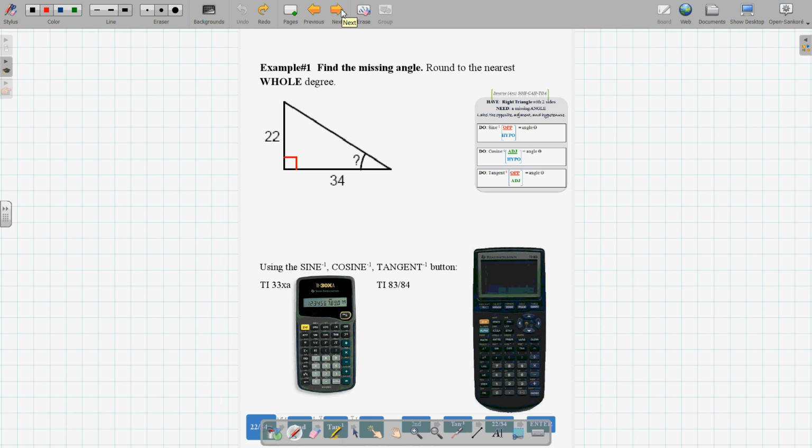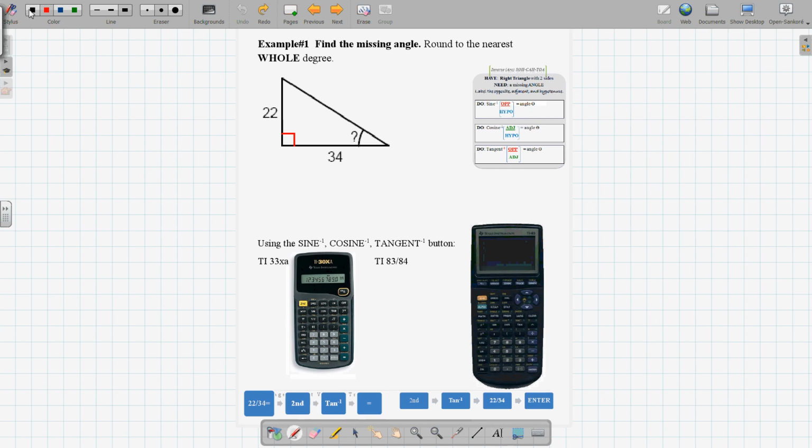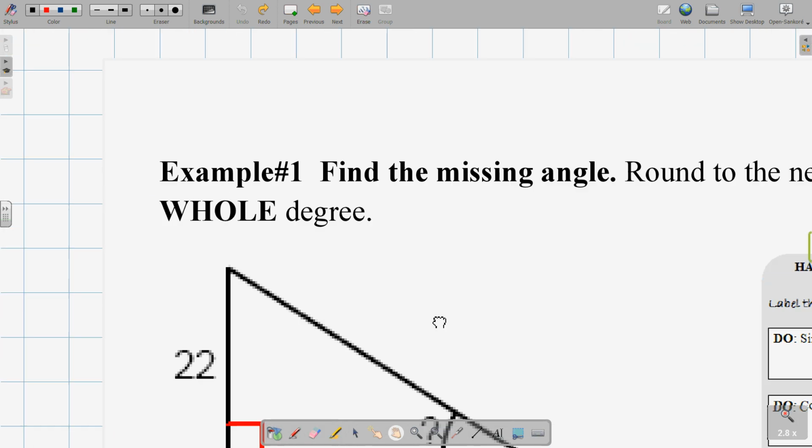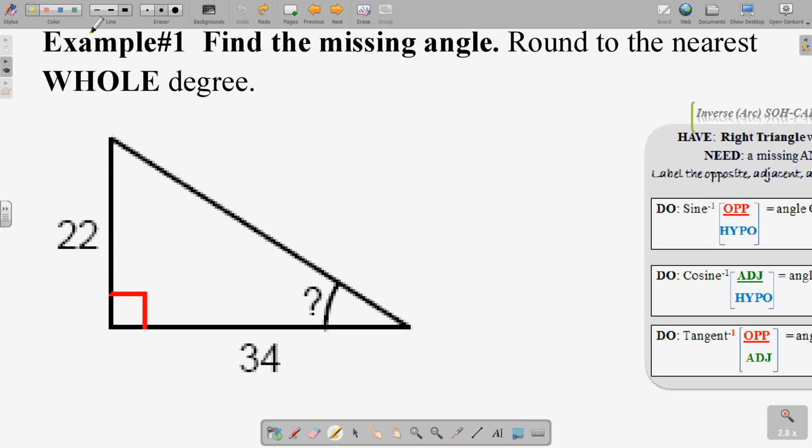Now, I'm going to show you how to find angles using inverse SOH CAH TOA. We start with the same process of have, need, do. So in this case, we're going to find the missing angle, and when we do angles, I will allow you to round to the nearest whole degree. So from this angle, we have, if that's my angle, that means the 22 is opposite.